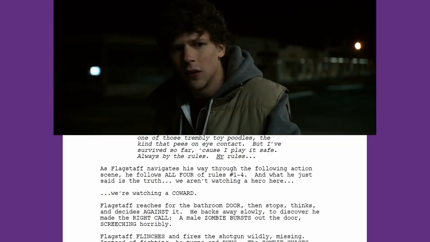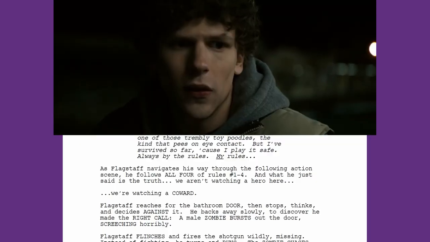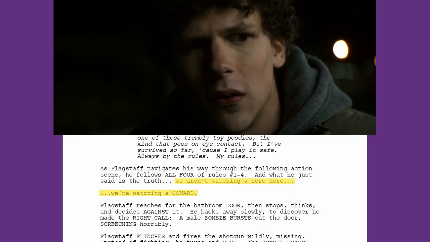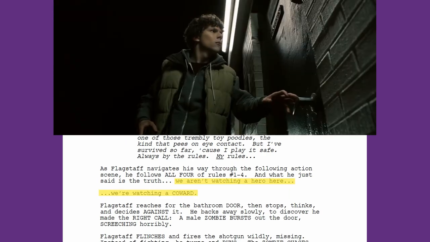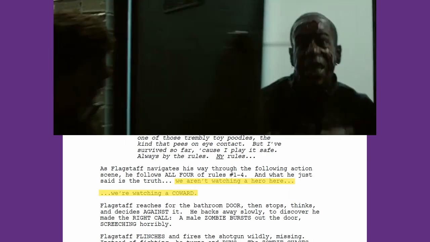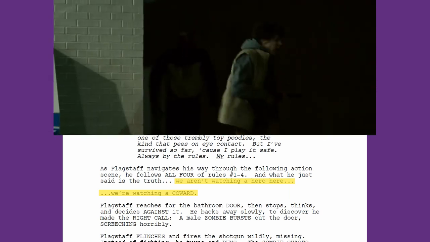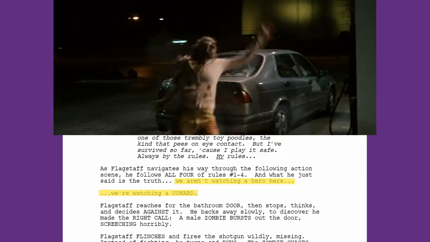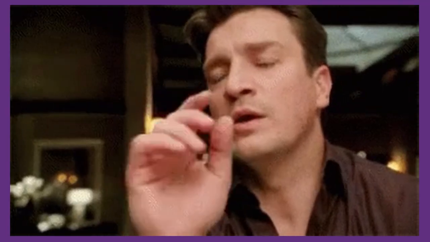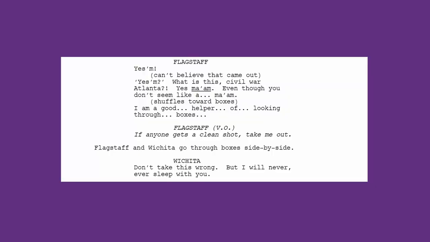Early on, we get this line, which perfectly captures Flagstaff's personality. "We aren't watching a hero here, we're watching a coward." The ellipsis, plus offsetting the conclusion of the line, reinforces this moment in the reader's mind and establishes Flagstaff's major flaw. In dialogue, the ellipsis is commonly used to show hesitation or consideration. It could indicate an awkwardly bumbling, anxiety-ridden guy like Flagstaff.